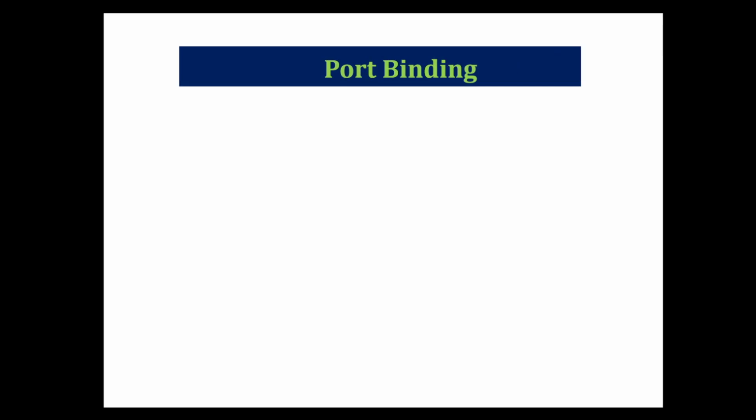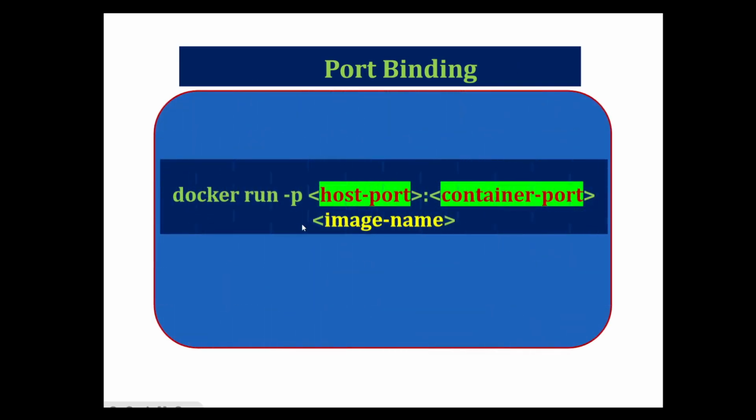Now to understand Docker thoroughly, we need to understand what port binding is and how it works. Port binding is a process where we map a port inside the Docker container to a port on the host machine. This allows us to access services running inside the container from the outside world, like accessing a web server or database inside a container via the host IP address or localhost.